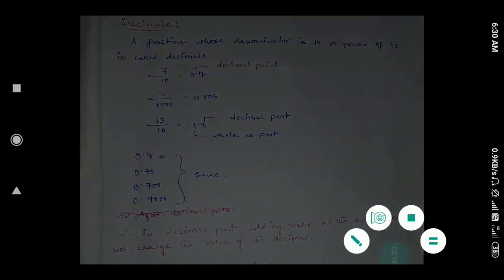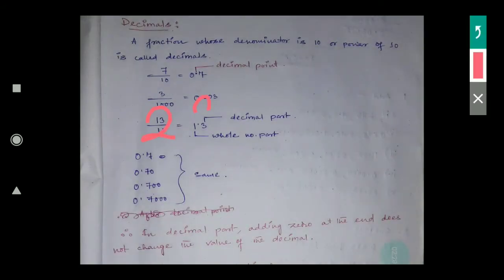Suppose it is given like this, 23 by 10. How many zeros? One zero. That means it will be in one decimal place. That means it will be 2.3. Now see, this is your decimal point.